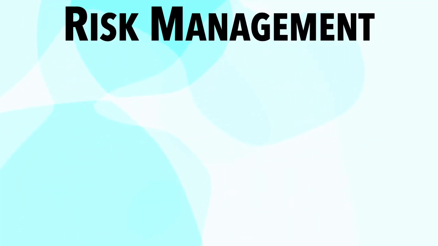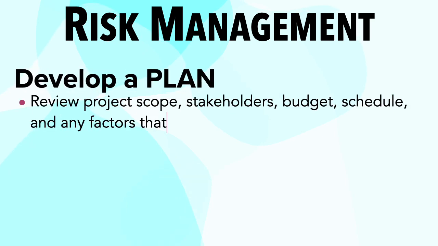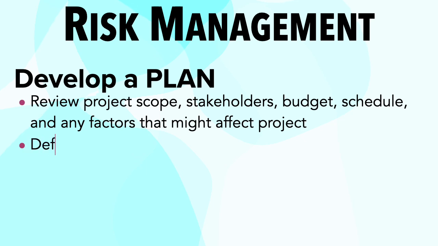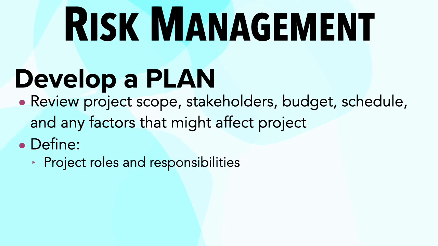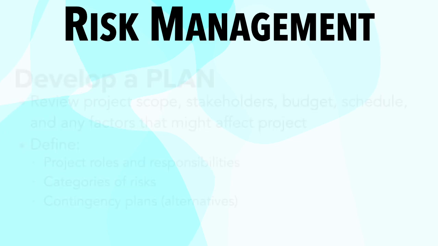As part of project management, we have risk management, where we develop a plan, reviewing the project scope, the stakeholders, the budget, the schedule, and anything else that might affect the project in a negative or unexpected way. So we define project roles and responsibilities, different categories of risks, and contingency plans in case something happens. Having well thought through alternatives in advance can save a lot of headaches later on.